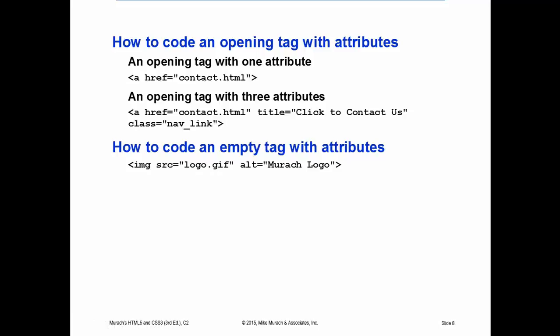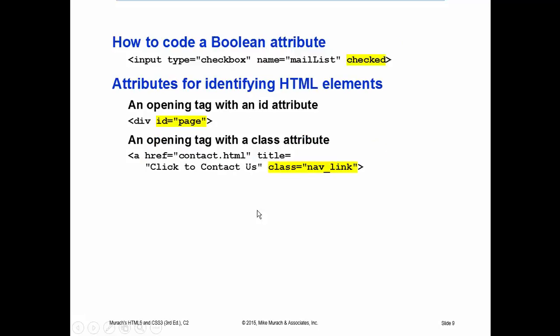Not only can tags that have opening and close have attributes, but empty tags can have attributes as well. So this is the image tag, the source attribute with a value of logo.gif, the alt attribute with a value of Muroc logo. Okay? All right.